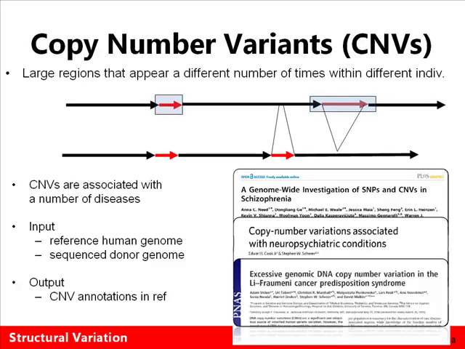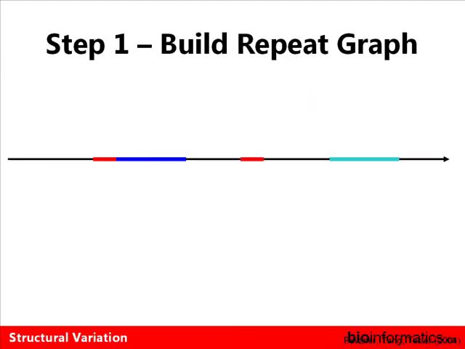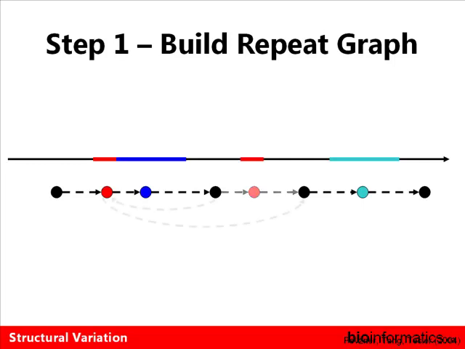So we start by building something called the repeat graph. The way a repeat graph works is you take regions of the genome which are similar to each other and merge them together into single nodes. Here you have red, blue, which is similar to something else, and green, which is similar to something else over here, which you can't see. You build initially a graph where every single one of these elements is a separate node, and then you take the two red ones and merge them into a single node. This is called a repeat graph.